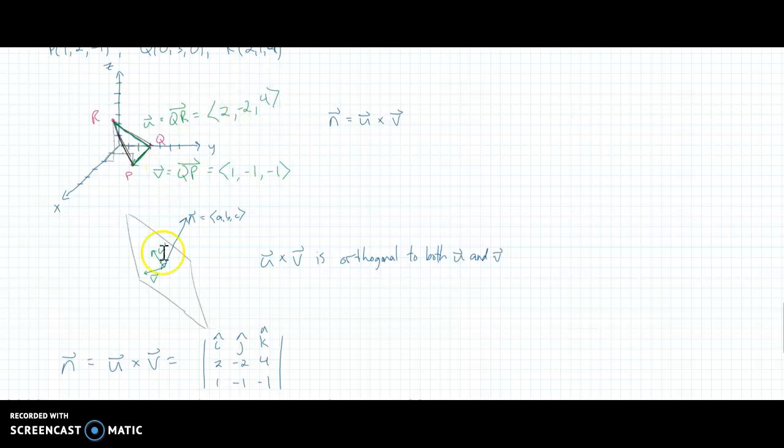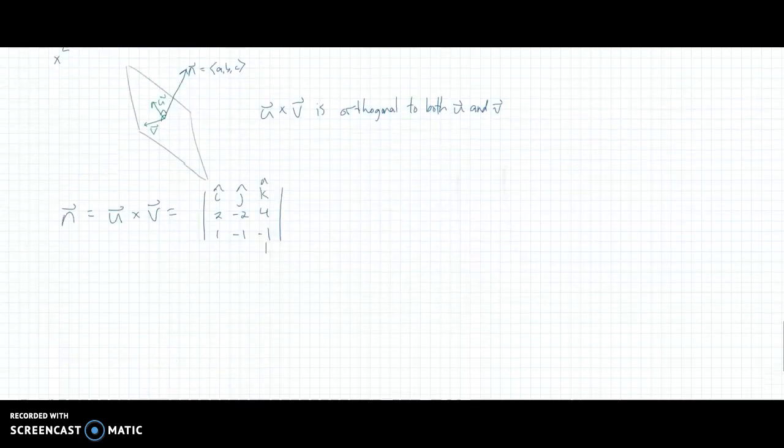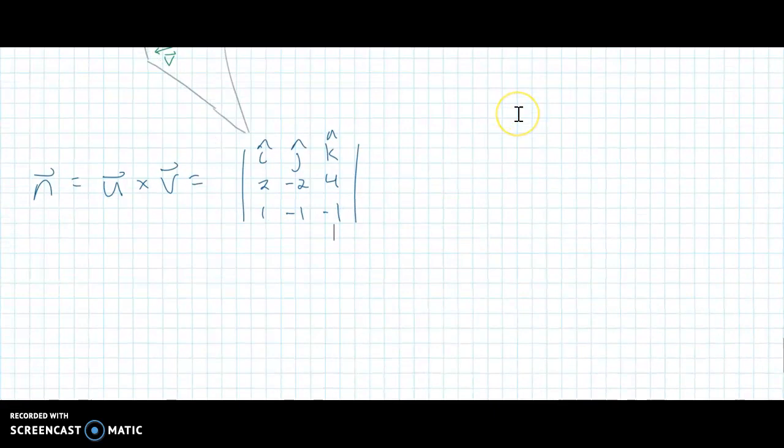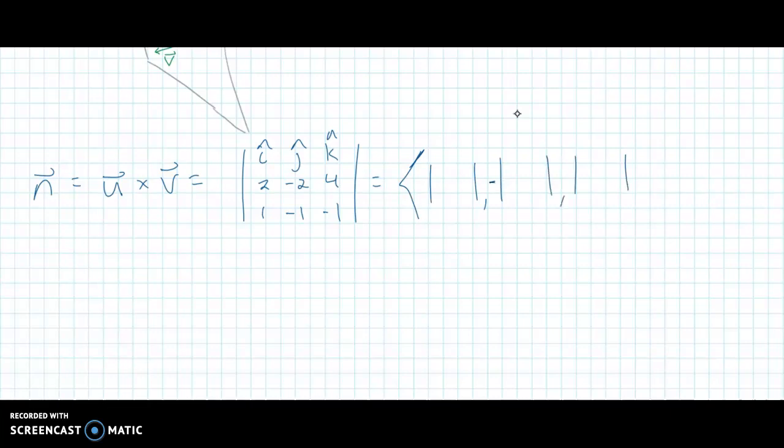The other thing I'll say is that it doesn't matter if we do u cross v or v cross u. It's going to change the orientation of n, but it's still going to give us a perpendicular vector, so we can still use it. All right, so let me go down here and give myself some space to do this work. Don't forget the negative.